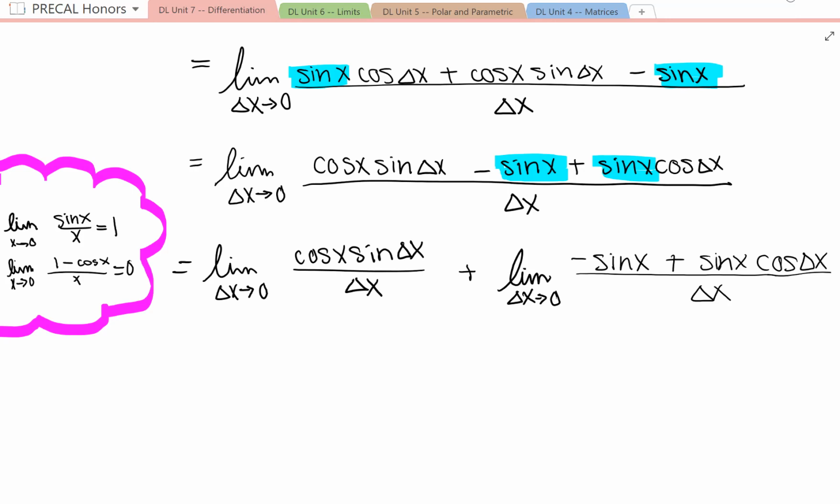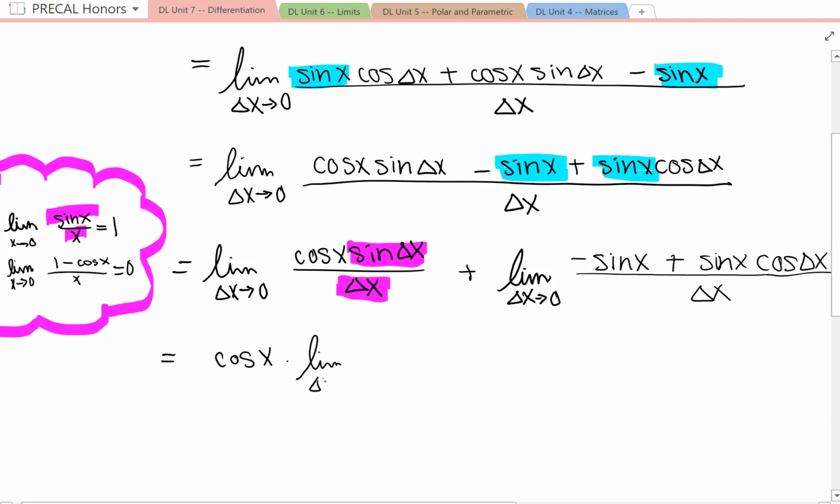The limit of sine of an angle over that angle as the angle approaches 0 is equal to 1. So I see a sine delta x over a delta x. Cosine x does not have delta x as any part of its argument, so we're going to take the cosine x out of the limit. Cosine x times the limit as delta x approaches 0 of sine delta x over delta x plus, okay, we have the limit of this fraction over here.